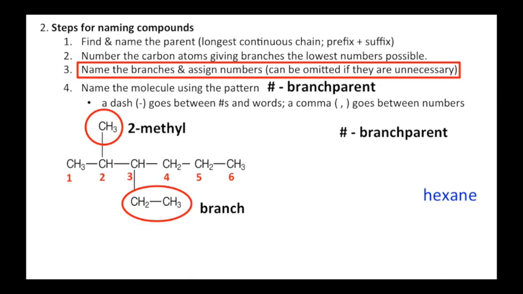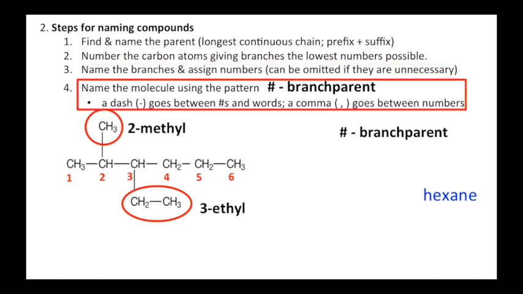That branch has 2 carbons in it. Carbon 1, carbon 2. That is called ethyl, and it's attached to carbon number 3. So that's 3-ethyl. All right.